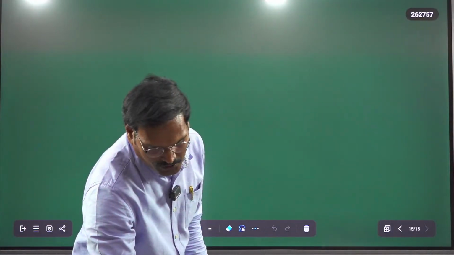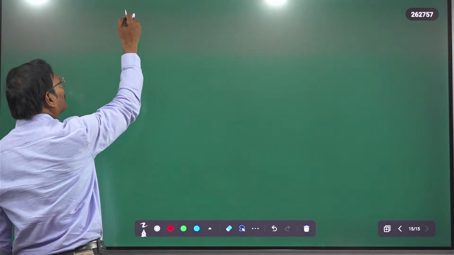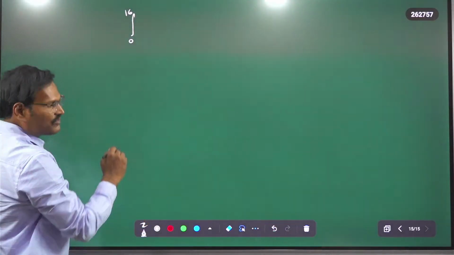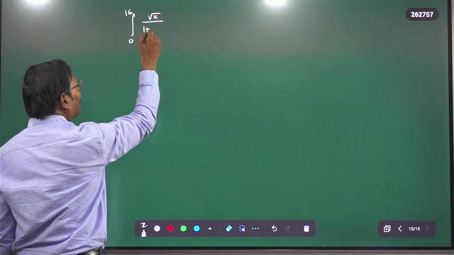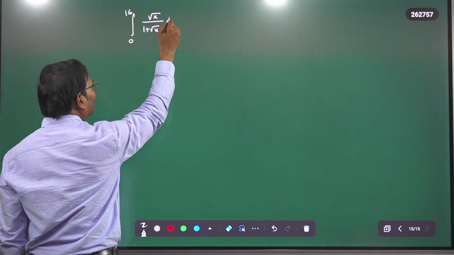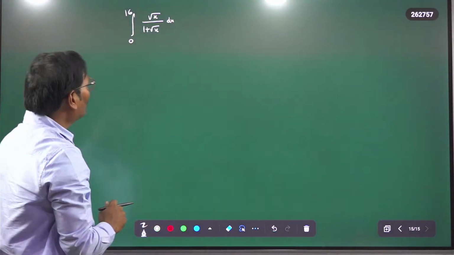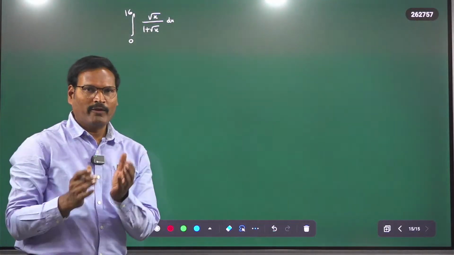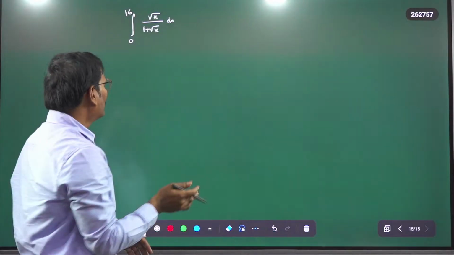And I am going to do one more question. This is also an MSET bit. Integral 0 to 16, root x by 1 plus root x dx. Listen, here to evaluate this integral I am using the substitution method.